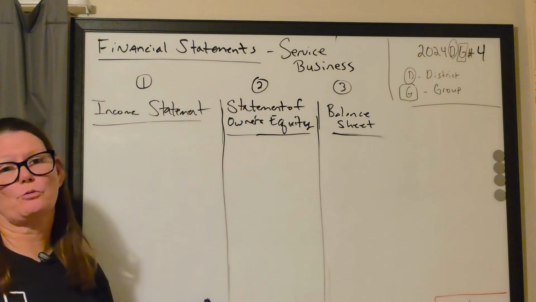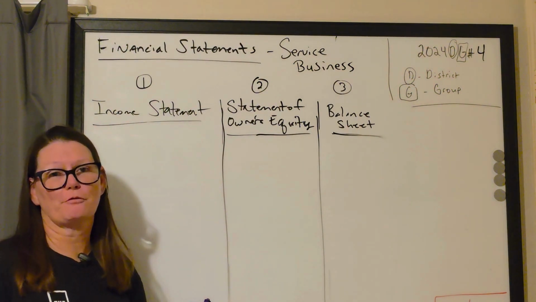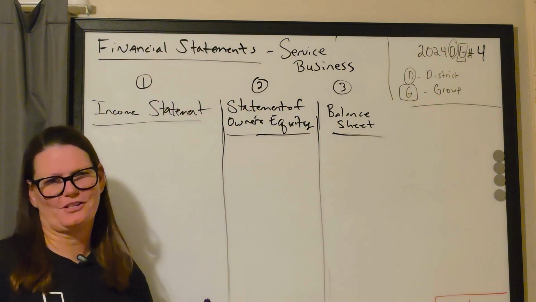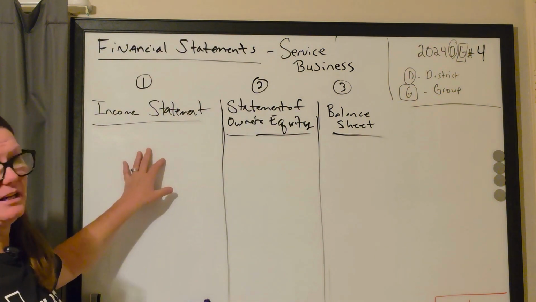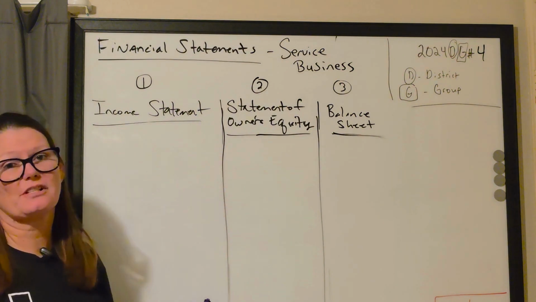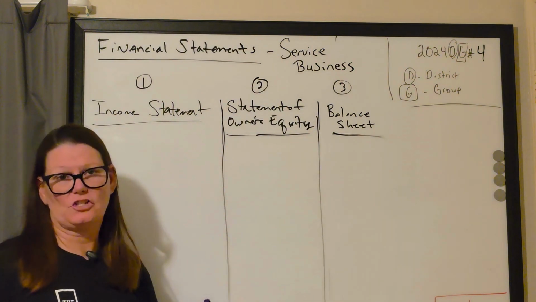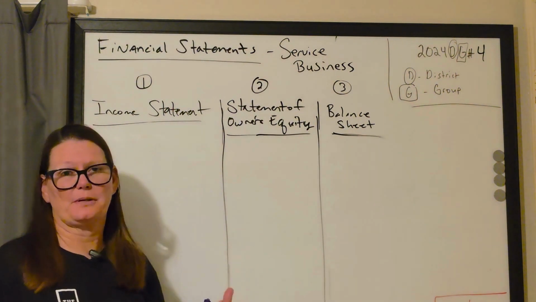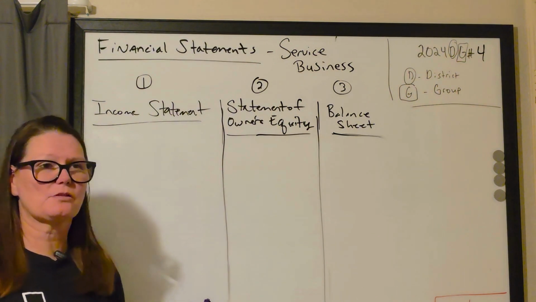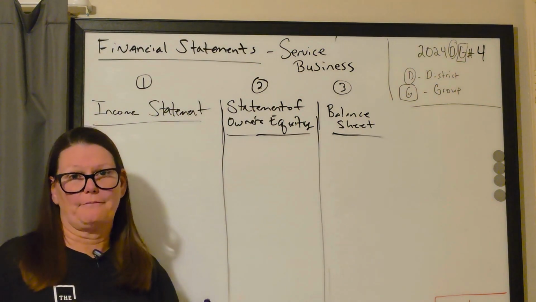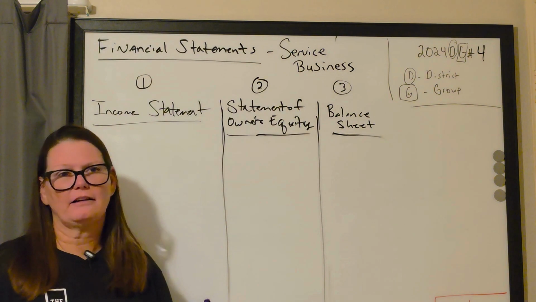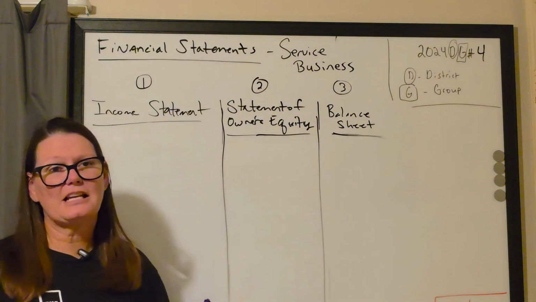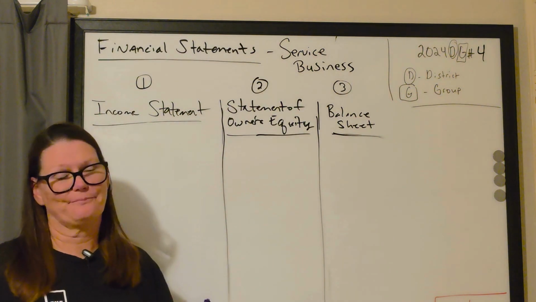Today we're going to focus on the 2024 district test group number 4, and we're going to talk about financial statements. There's 3 financial statements I want to show you today. Number 1, the income statement. Number 2, statement of owner's equity. And number 3, the balance sheet. Now, we're going to be particularly focused on what we call a service business. A service business is a business where we perform service for income. For example, mowing the lawn, cutting someone's hair, tutoring, pet sitting, any service where we provide a fee.